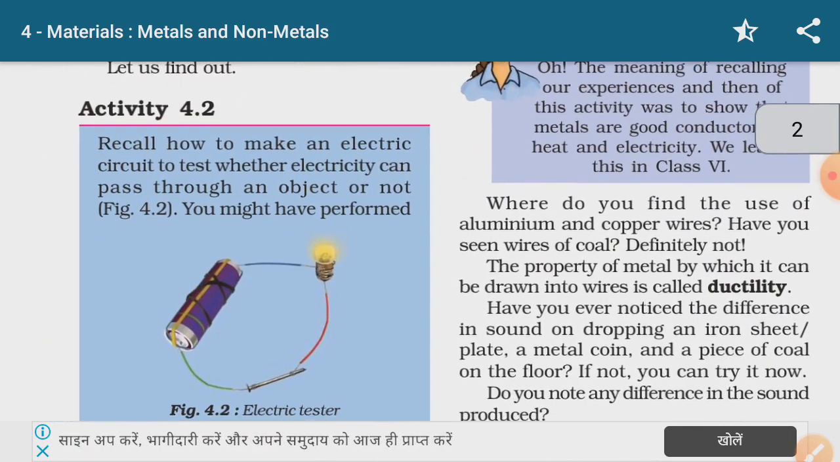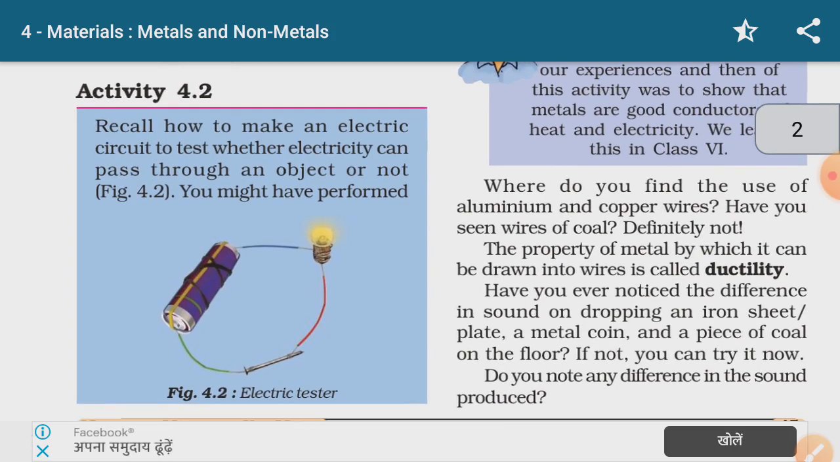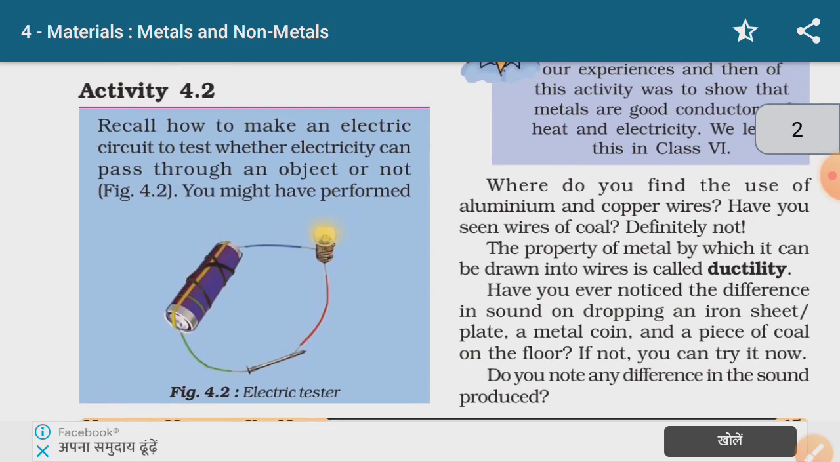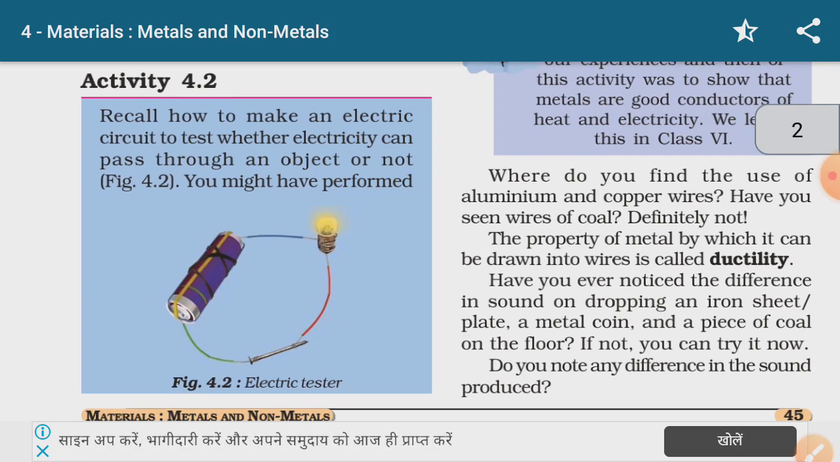Now this activity is related to electrical conductivity of metals. In this picture you can see they have made an electric tester where in between they have used an iron nail, and you can see the circuit is complete, the bulb is glowing, and it shows that iron, being a metal, is a good conductor of electricity.